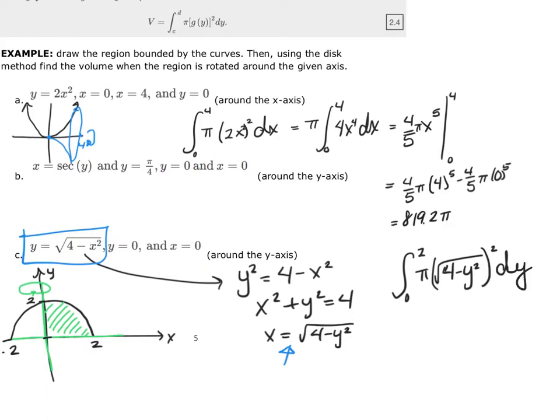So when I square my square root, this is going to go from 0 to 2. I'm going to pull the pi out because it's just a multiplier. When I square the square root, I'm just going to get 4 minus y squared dy. Okay? So now I can do an easy integration here.